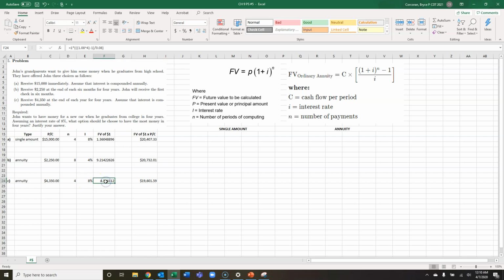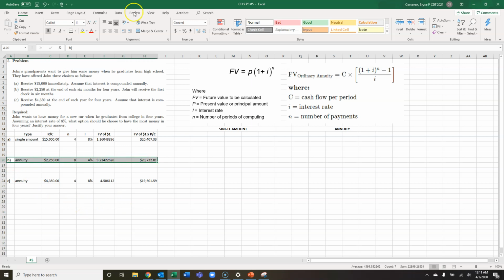So utilizing the same equation for the annuities as before, it would be C times 1 plus 0.08, your interest rate, to the 4th power, your N, minus 1 over 0.08, and that would leave you with 4.506 for the future value of $1. Once again, multiply the future value of $1 by the cash flow per period, and you'll end up with $19,601.59.